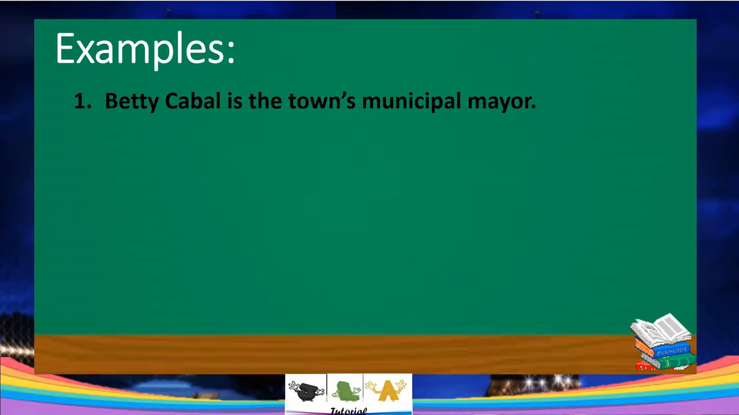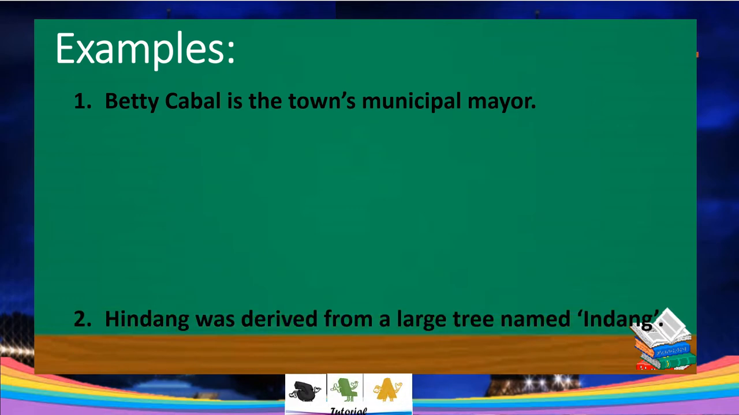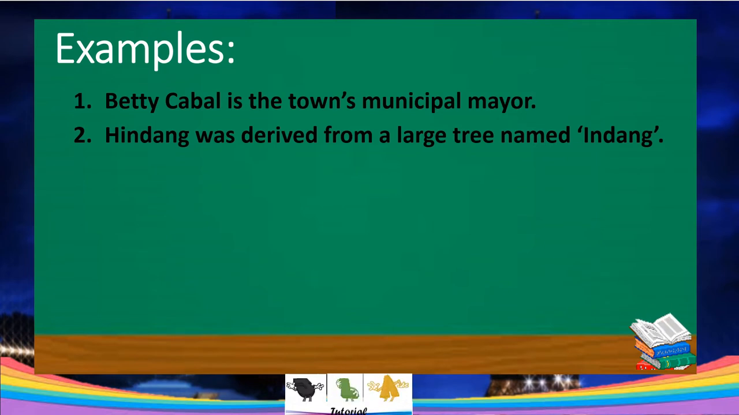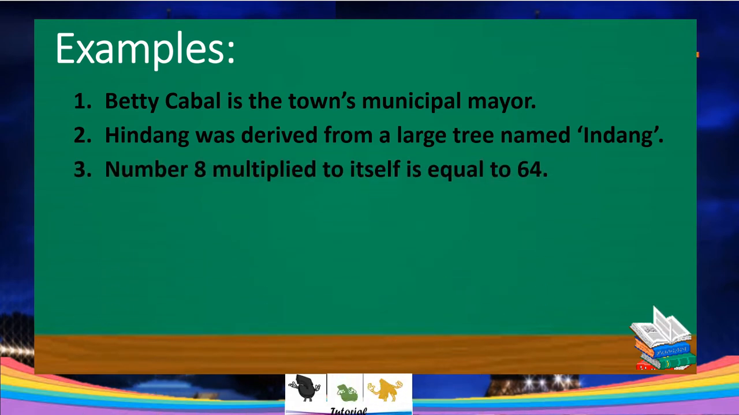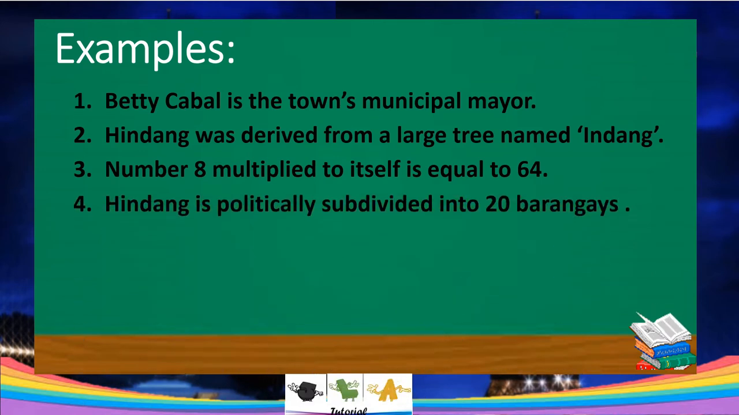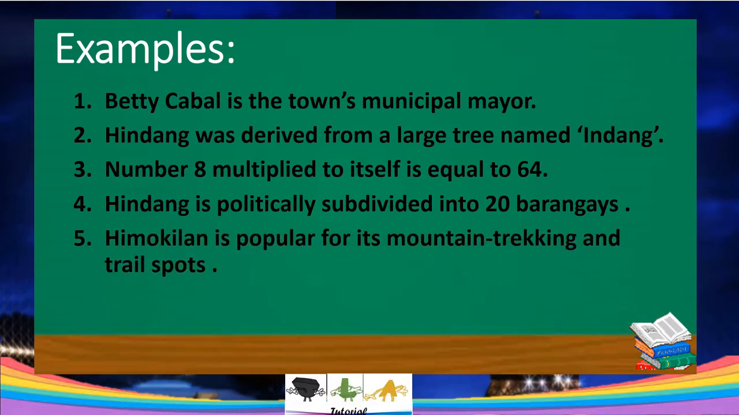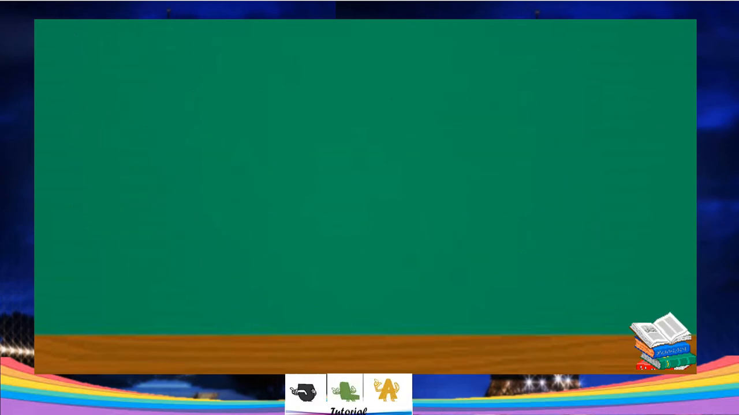Examples. Bitikabal is the town's municipal mayor. Hindang was derived from a large tree named Indang. Number 8 multiplied by itself is equal to 64. Hindang is politically subdivided into 20 barangays. Himokilan is popular for its mountain trekking. So those are facts.